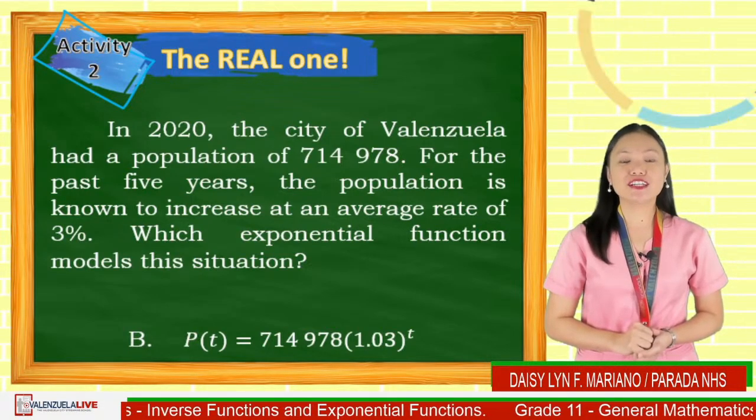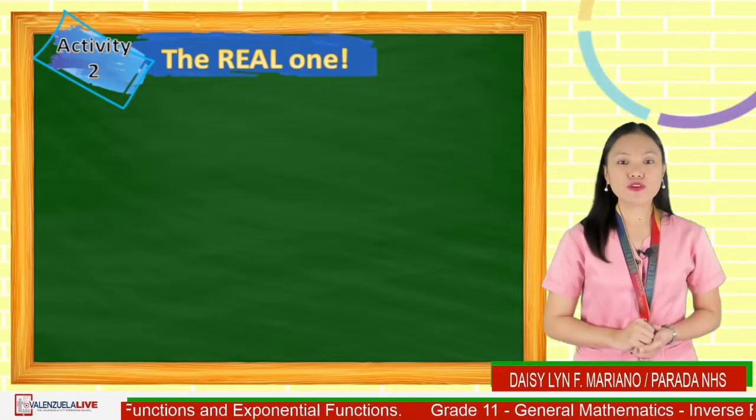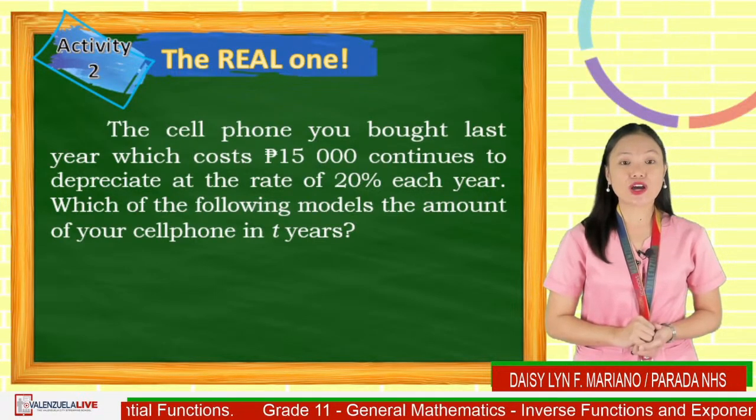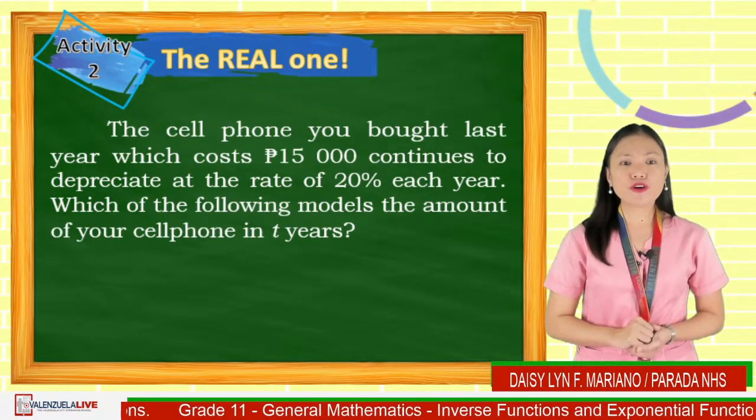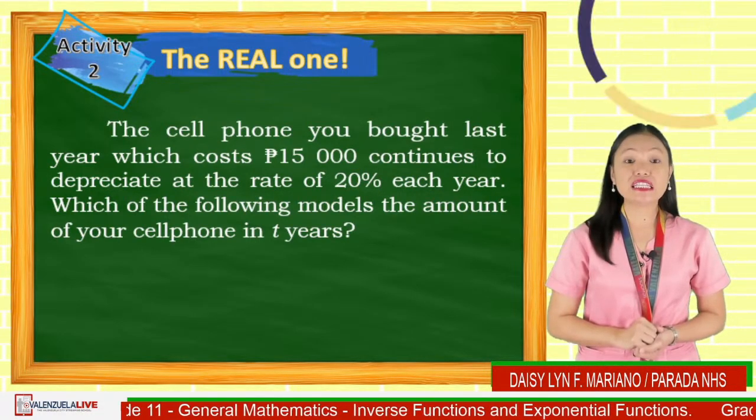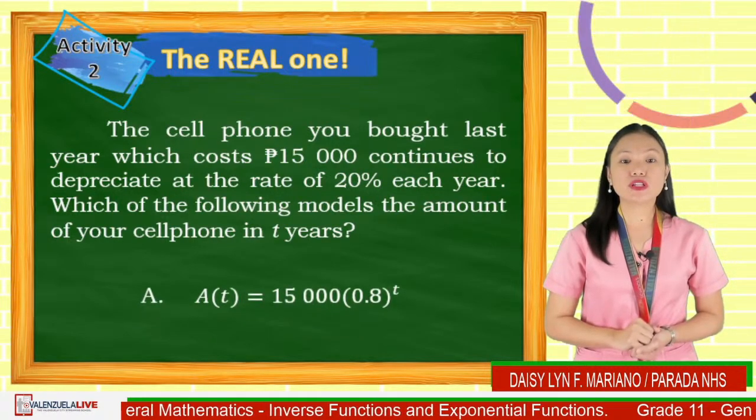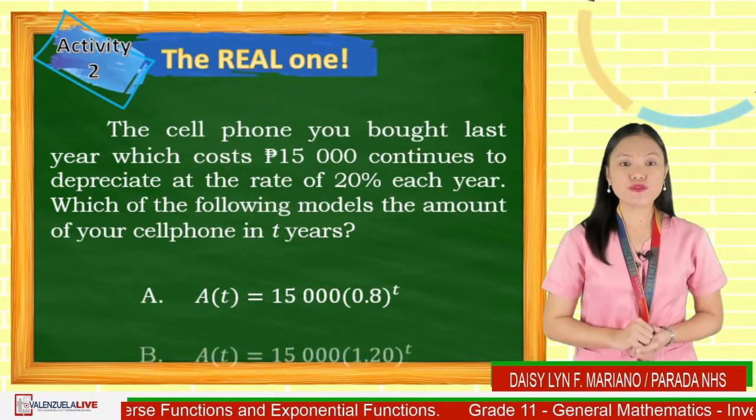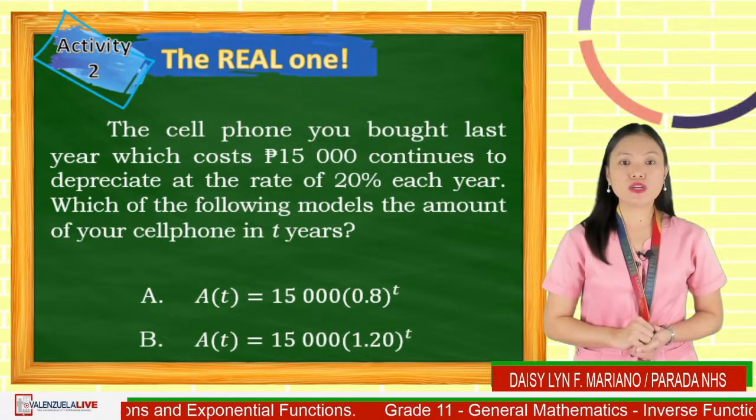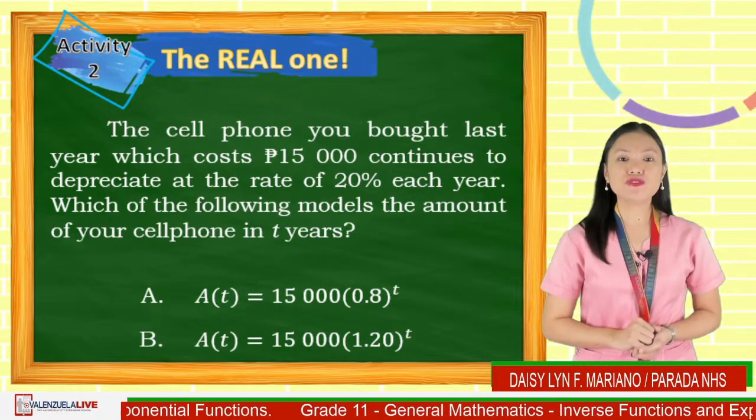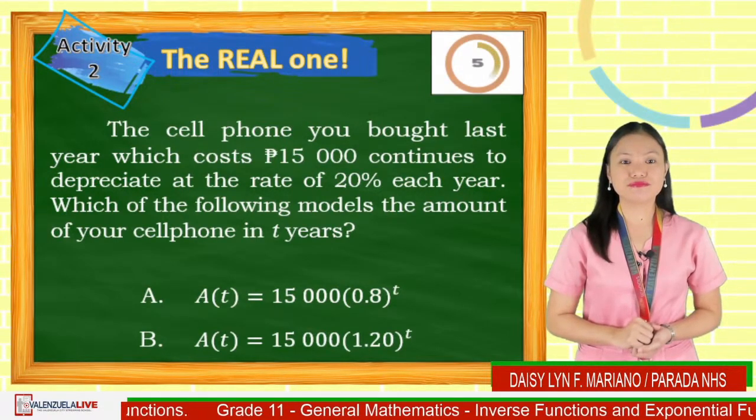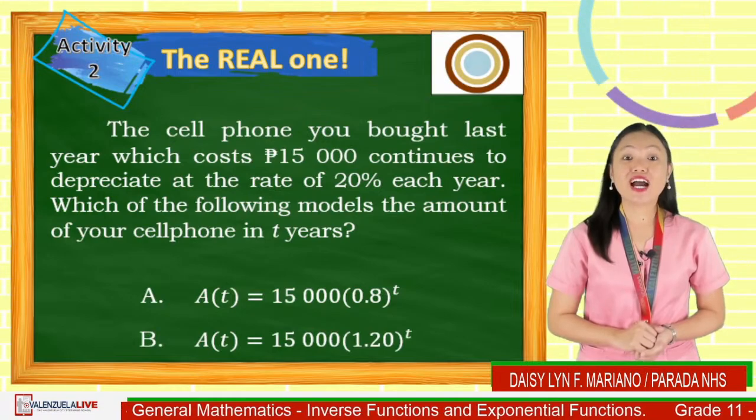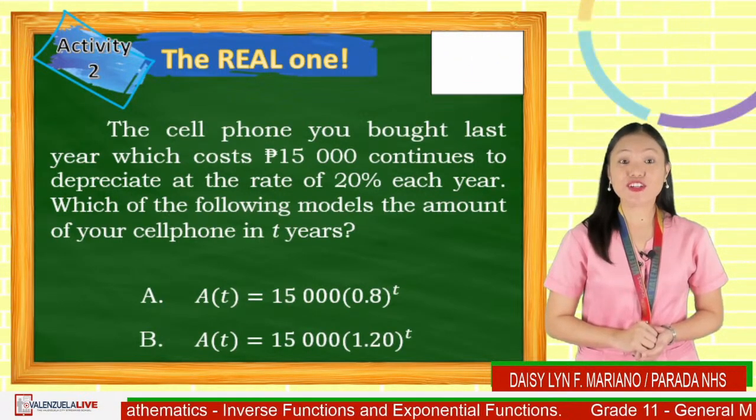Let us move to our second question. The cell phone you bought last year, which costs 15,000 pesos, continues to depreciate at the rate of 20% each year. Which of the following models the amount of your cell phone in 10 years? A. A of t is equal to 15,000 times the quantity 0.8 raised to t. Or B. A of t is equal to 15,000 times the quantity 1.20 raised to t. You've got 5 seconds. Go. Time's up. The real answer is letter A.